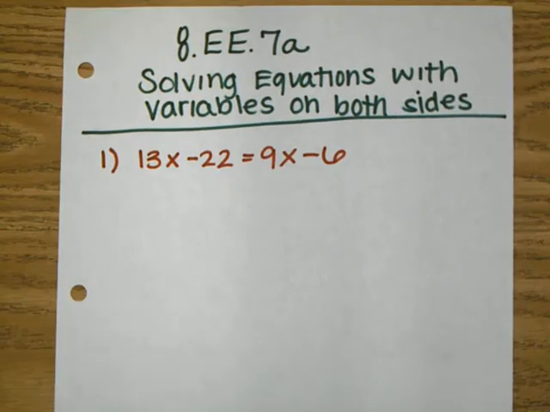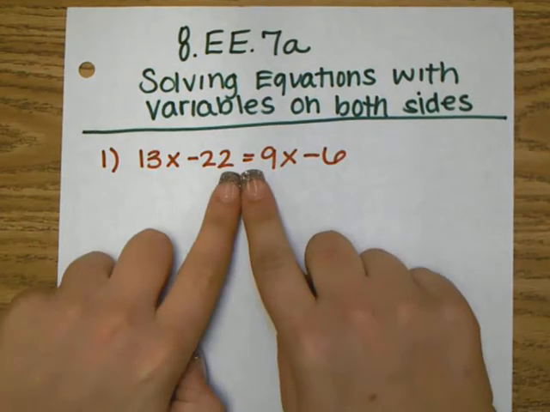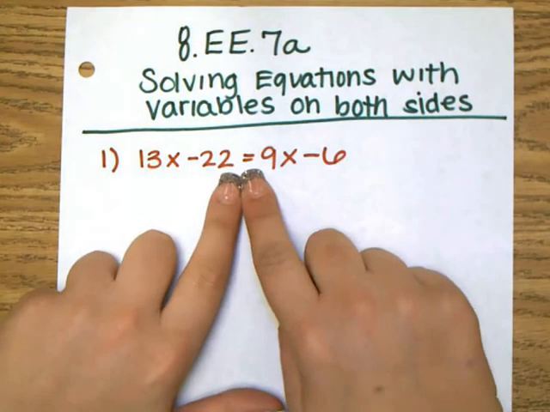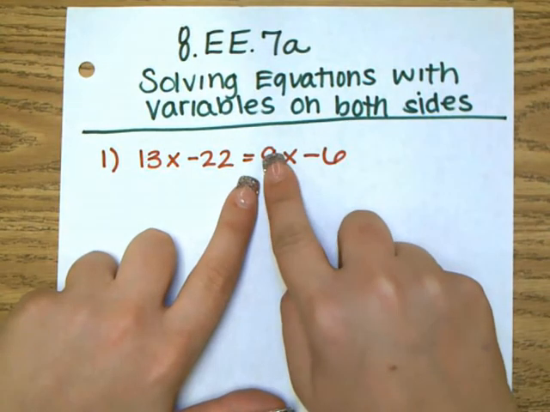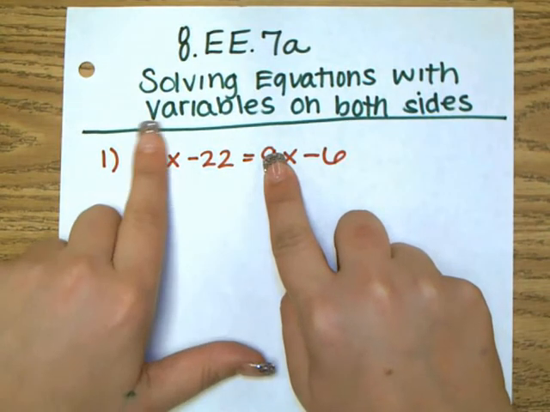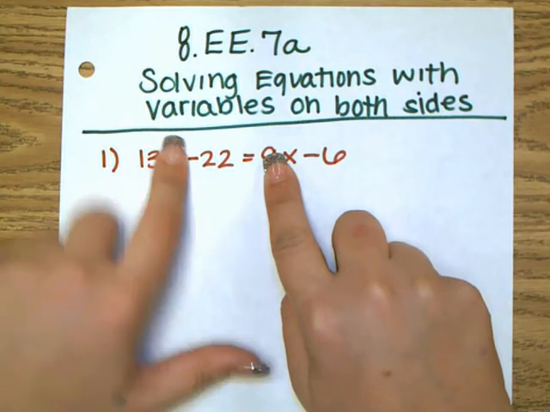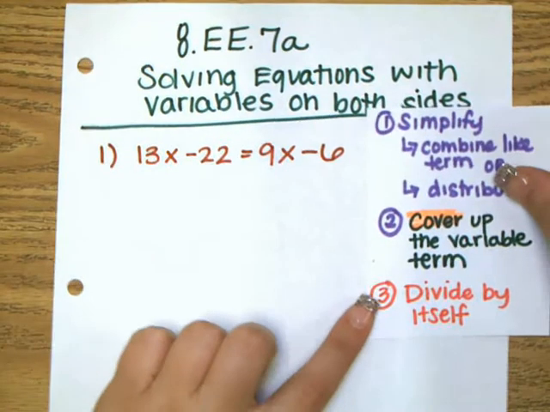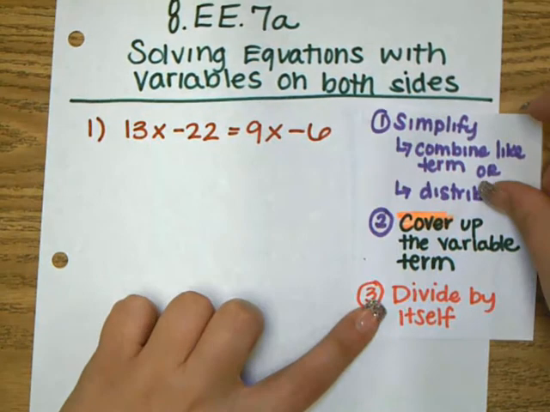This lesson is on solving equations with variables on both sides. So when you look at this equation, you will notice there is a term with a variable on the right side and on the left side. So let's review our 3 steps when solving an equation.